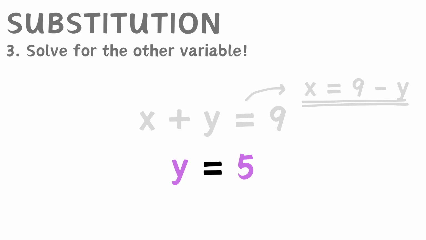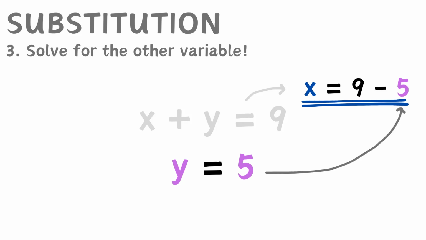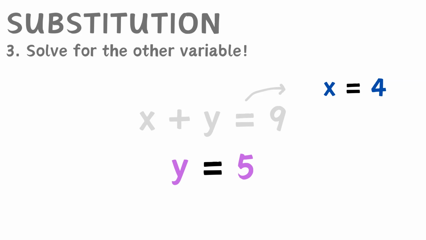Let's find the value for x also. Remember earlier, we found that x equals 9 minus y. So if we substitute in the y here, we get x equals 9 minus 5. x equals 4. So we found our values for x and y. x is 4 and y is 5.